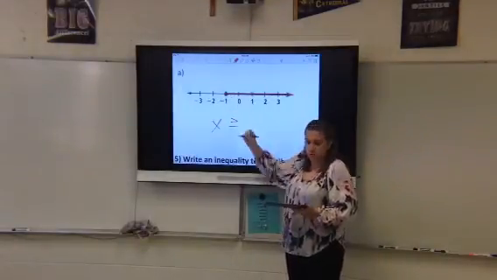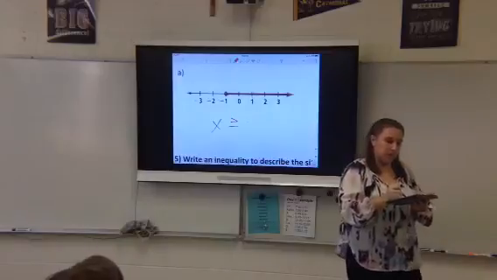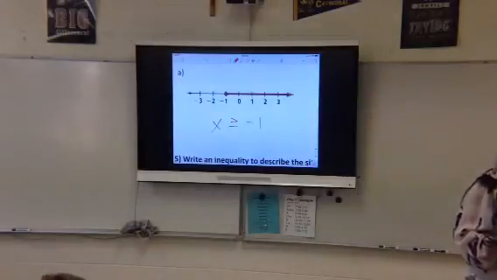Equal, because it's closed, and then what number are we at? Negative 1. Negative 1. All right, you go ahead and try B on your own real quick.